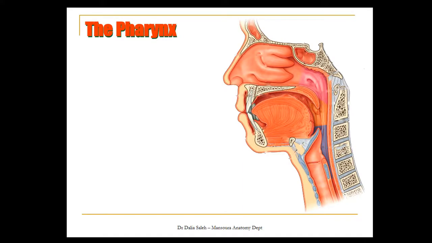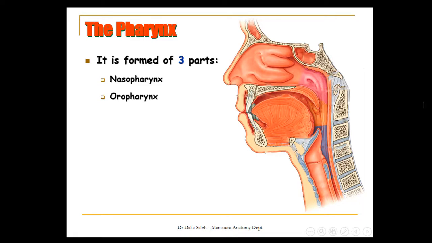The next part of the digestive system is called the pharynx. The pharynx is a muscular tube and it's formed of three parts. The first part lies behind the nasal cavity, so it is called the nasopharynx. The second part lies behind the oral cavity, so it is called the oropharynx. And the third part lies behind the larynx. That's why it's called the laryngopharynx.